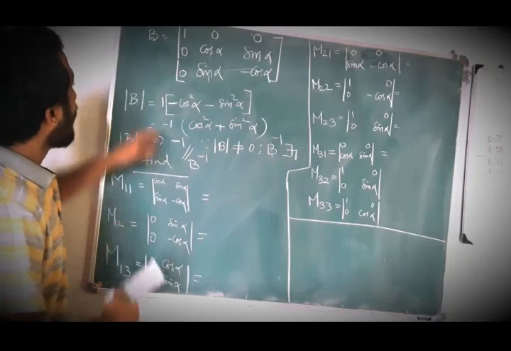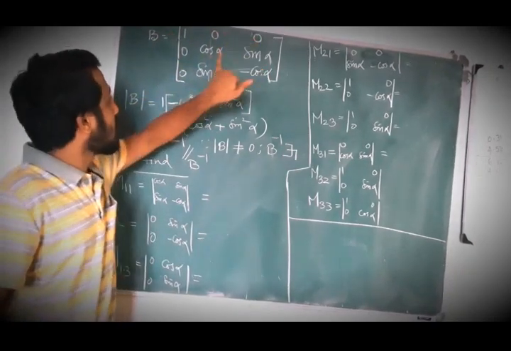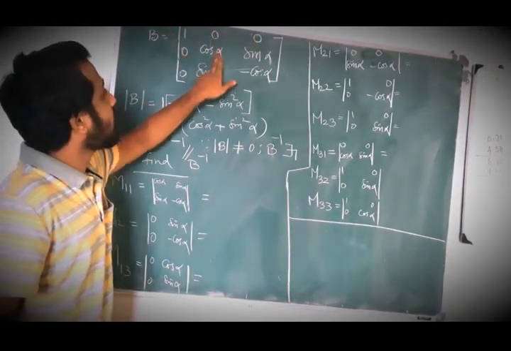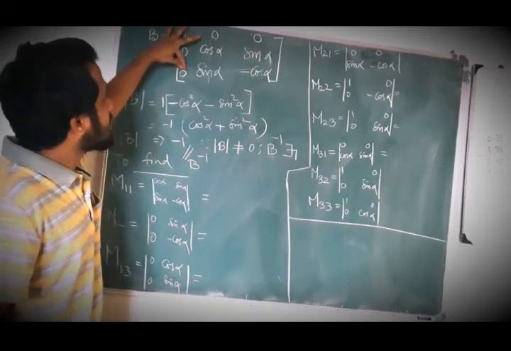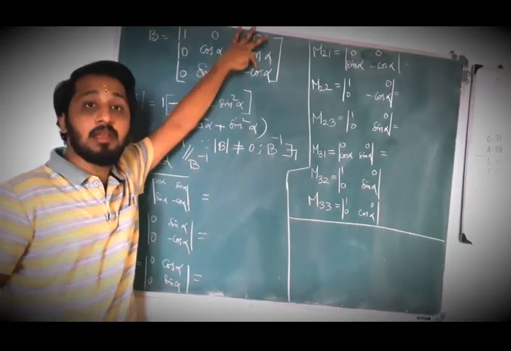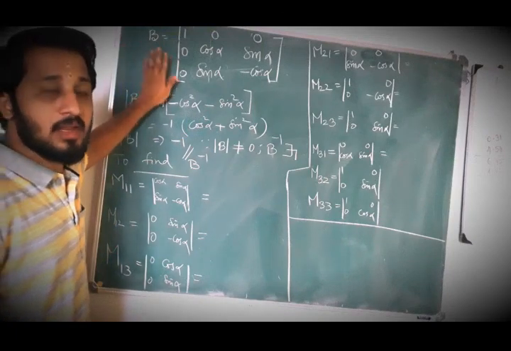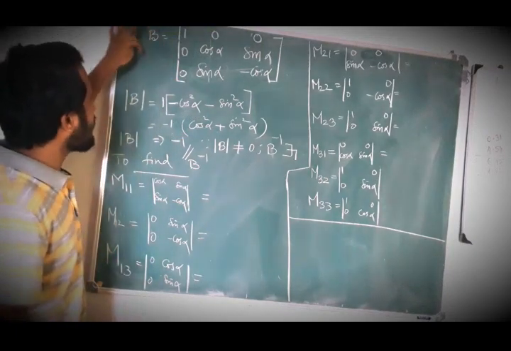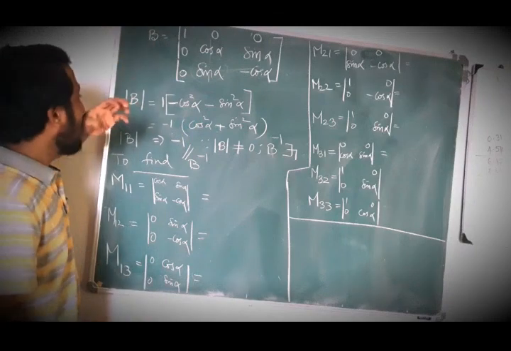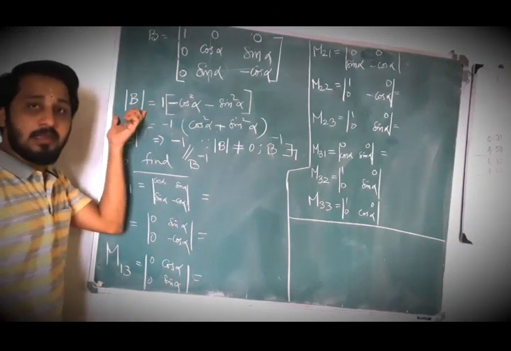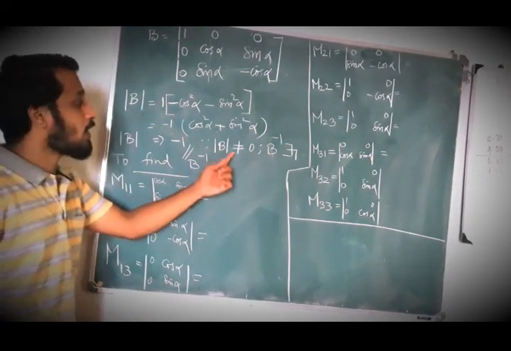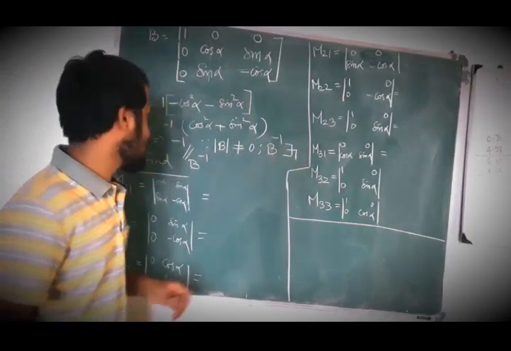Second question. 1, 0, 0; 0, cos alpha, sin alpha; 0, sin alpha, minus cos alpha. We have to find the inverse of the given 3 by 3 matrix. I am giving one name for this matrix, that is capital B. So first you have to find out determinant B. If it is not equal to 0, B inverse exists.